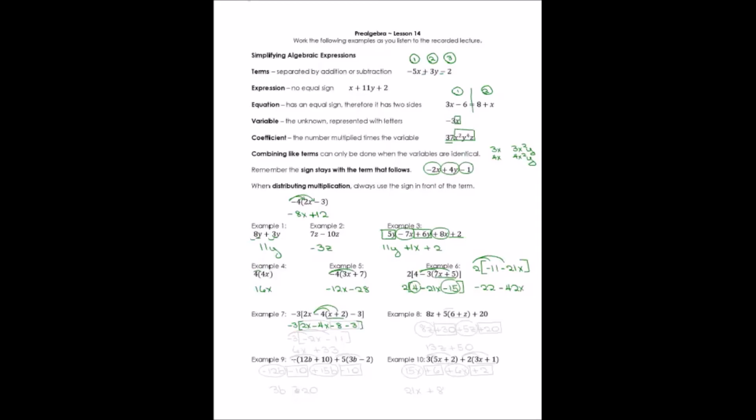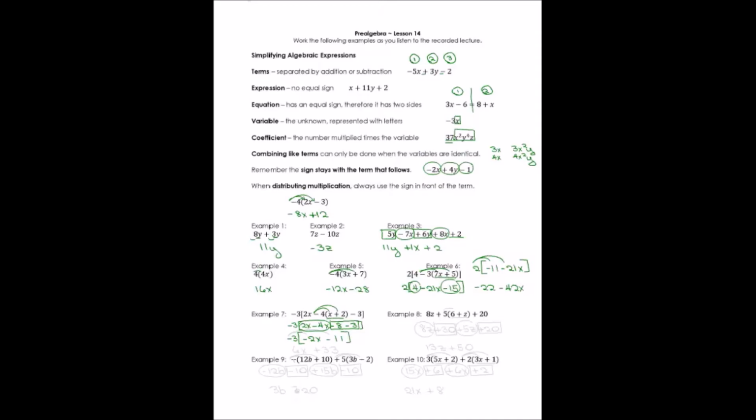Now, in this problem, I have to look inside the big parentheses and see if I can combine any of these terms. It looks like I can. 2x minus 4x, those are like terms. I'll leave my negative 3 out here. 2x minus 4x gives me a negative 2x. And then I look and see some more like terms, a negative 8 minus 3. That would be negative 11.